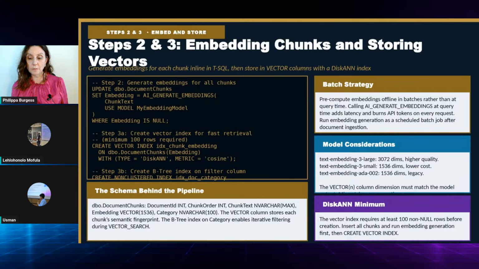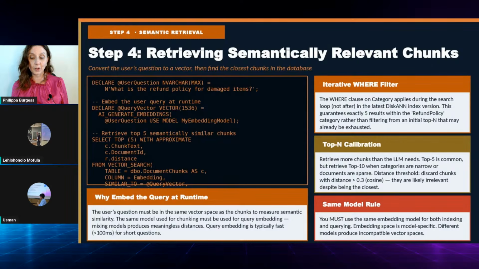So the vector column dimensions must match the model. And then DiskANN minimum: the vector index requires at least 100 non-null rows before creation. Insert all chunks and run embedding generation first, then create the vector index. So we've now seen this twice between sessions. That's something that's very likely to be on the exam: understanding that DiskANN is going to need greater than 100 rows.